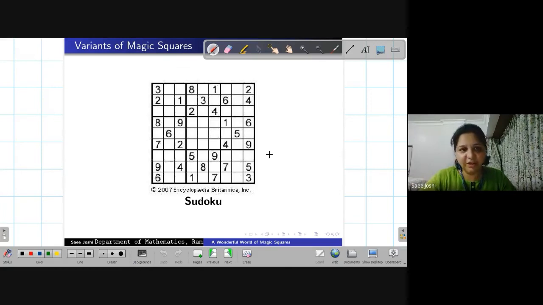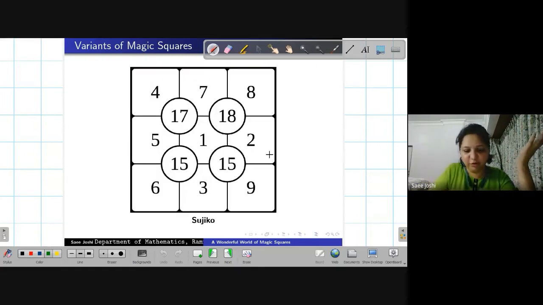Okay, there is another variant of magic square that you might have come across. It is called Sujiko. I don't know how many of you know this. Do you know this? Sujiko. So Sujiko is you have a 3 by 3 grid, 3 by 3 magic square, but there are circles over here. Okay, so this is a magic square. That means row sum, column sum, and diagonal sum have to turn out to be same. But now, along with that, you look at these circles. That means you look at these four numbers. Their sum should add up to 70.